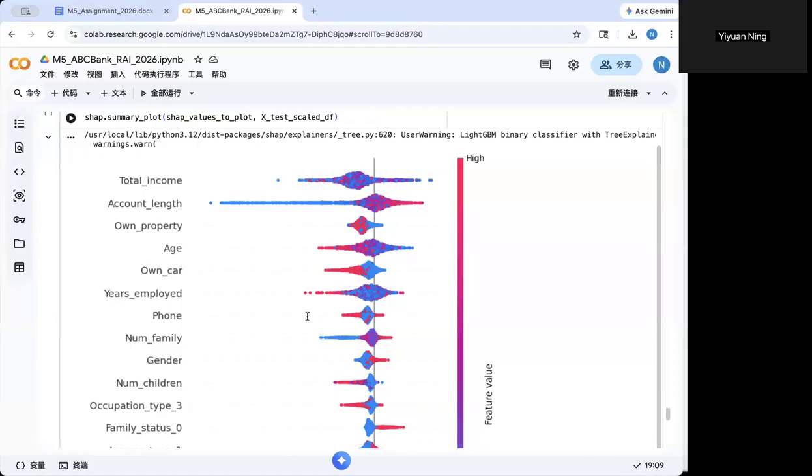From the result, higher total income and longer account lengths generally push the model towards the positive prediction. Also, gender is included in the model, but it is not one of the most influential features. This suggests that the model relies more on financial and behavior variables than on gender, which is consistent with the fairness analysis.